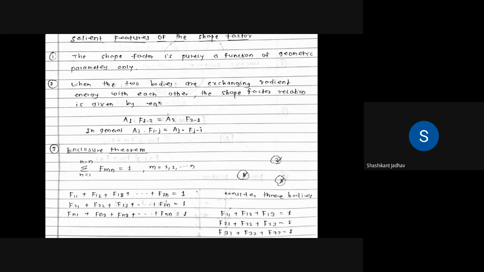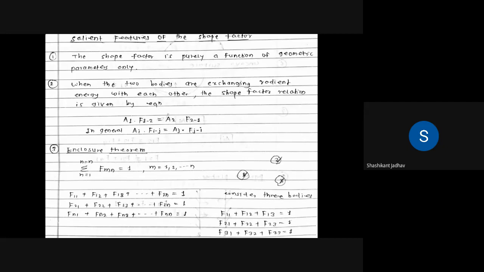First of all, you have to write down the summation, where m changes from 1 up to n, F m to n is equal to 1. Okay, so we have taken the equations for the n number of objects. So what is that equation? That is F11 plus F12 plus F13 plus dash dash dash plus F1n is equal to 1.